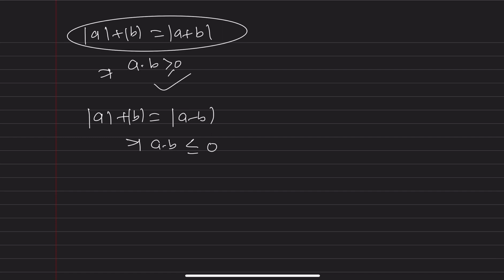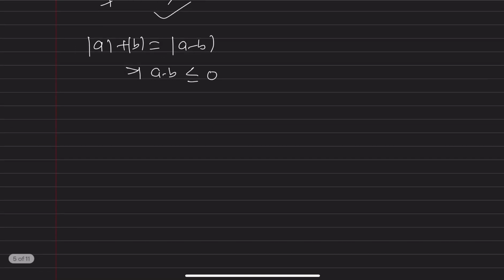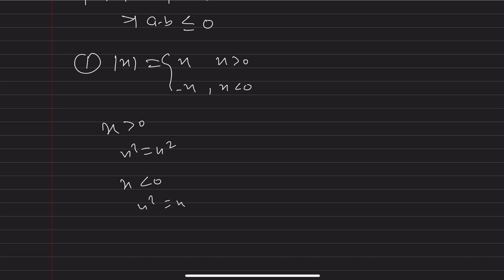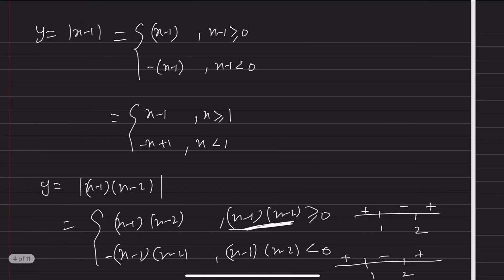Okay, now we can prove it also. Whatever property I wrote, we can prove it. So here you can see that first we considered mod of x. So mod of x is x when x is greater than 0, and minus x when x is less than 0. So here, x greater than 0 means x square equals x square, and x less than 0 also gives x square equals x square. So you can see that mod of x square equals x square. That's what we wrote.